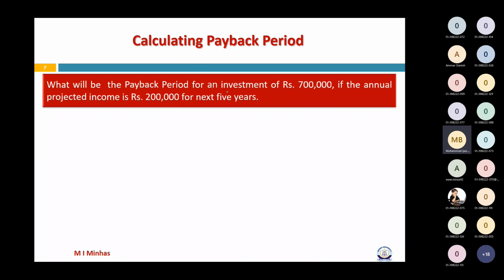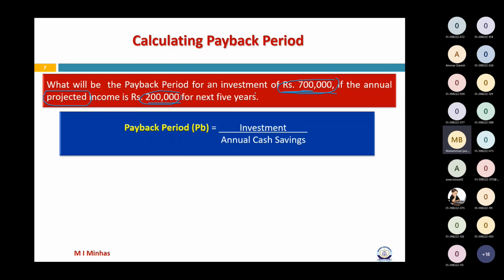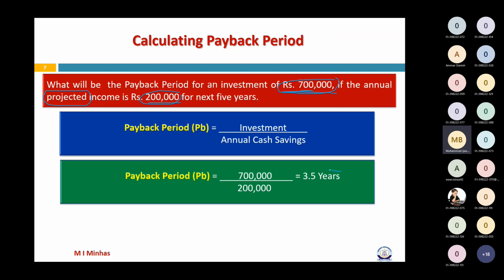What is the payback period for an investment of 700,000 if the annual projected income is 200,000 rupees for the next 5 years? Now, please remember, this is your estimate. You are studying the project selection methods. The project has not been started yet. So we are assuming that this would be the required investment. And hopefully, this would be our income for the next 5 years. So if I want to calculate this thing: 3.5. Very right. 3.5 years.